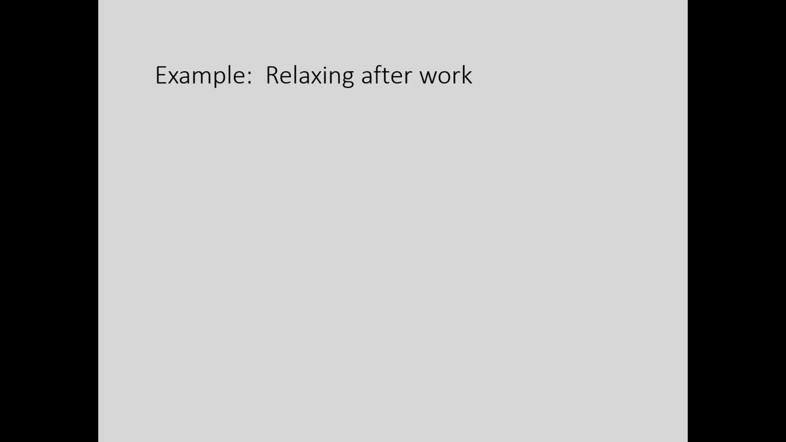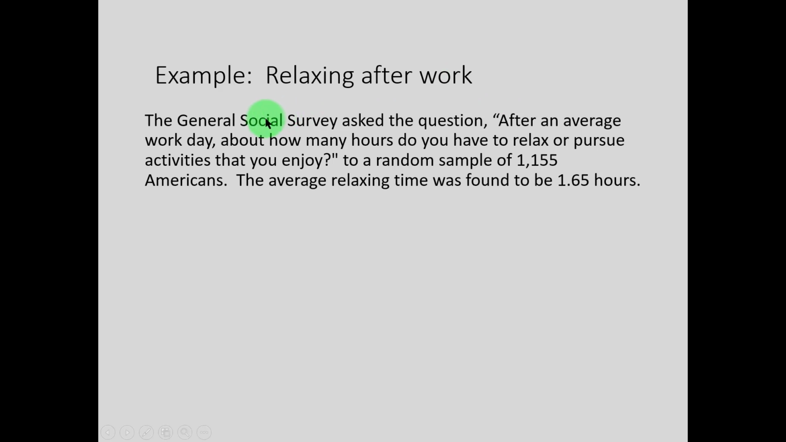Okie dokie, let's go over an example that brings together the concepts of populations, samples, parameters, statistics, variables, all the things we've gone over so far. So let's look at this example, relaxing after work. The General Social Survey asked a question: after an average workday, about how many hours do you have to relax or pursue activities that you enjoy? To a random sample of 1,155 Americans. The average relaxing time was found to be 1.65 hours.